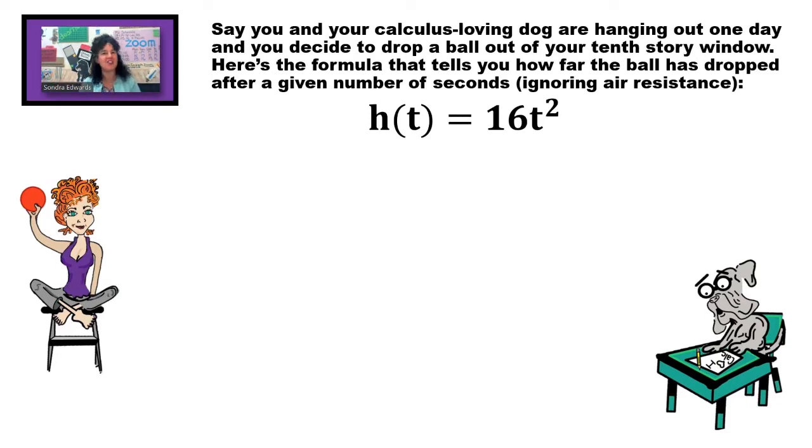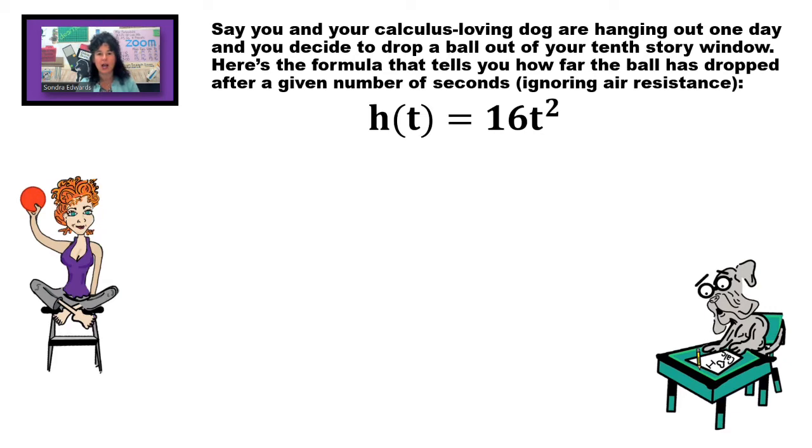Say you and your calculus-loving dog are hanging out one day and you decide to drop a ball out of your 10th story window. Here's the formula that's going to tell you how far the ball has dropped after a given number of seconds. My physics people, we are ignoring air resistance. So h of t equals 16t squared.